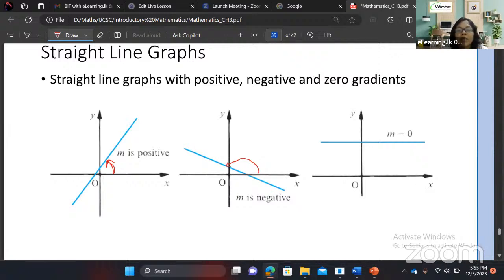But if m is equivalent to 0, then it is parallel to the x-axis, right? If m is equivalent to 0, the straight line graph is parallel to the x-axis. If the angle between the x-axis and the straight line is less than 90 degrees, then m is positive. If greater than 90 degrees, then m is negative.